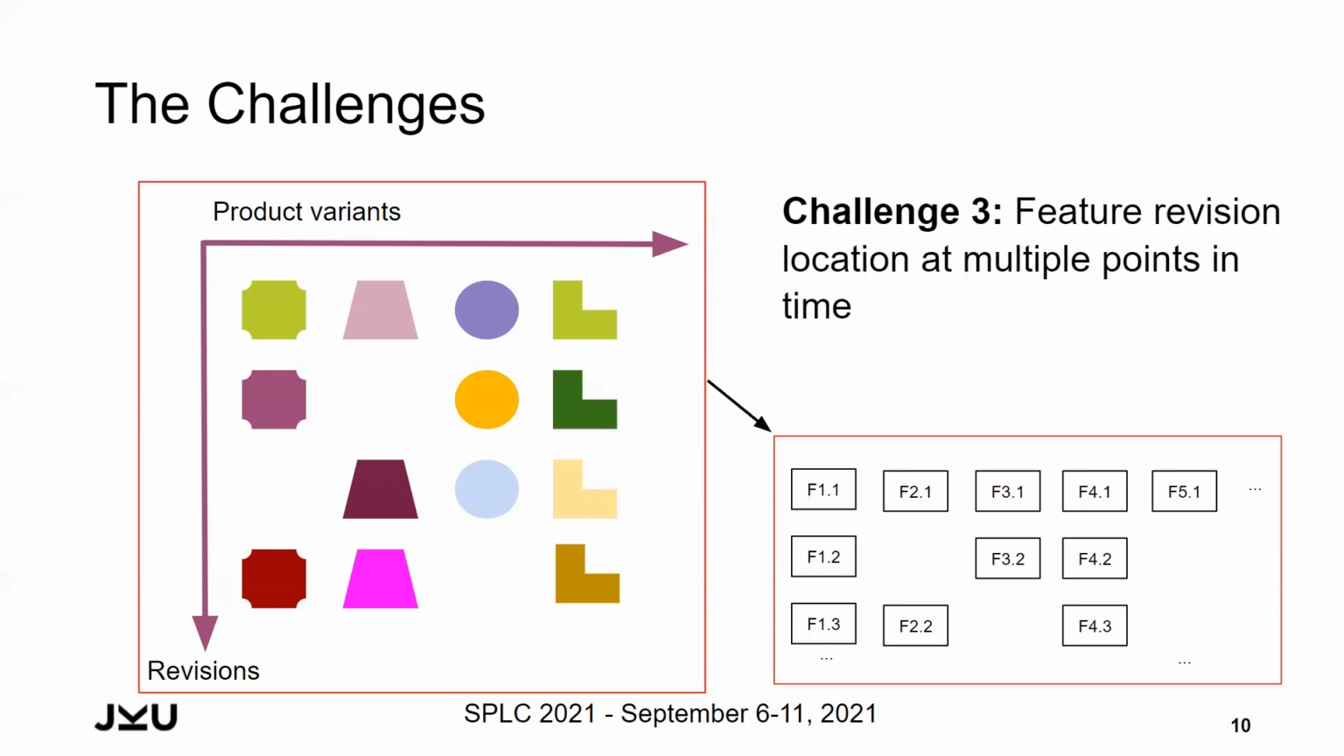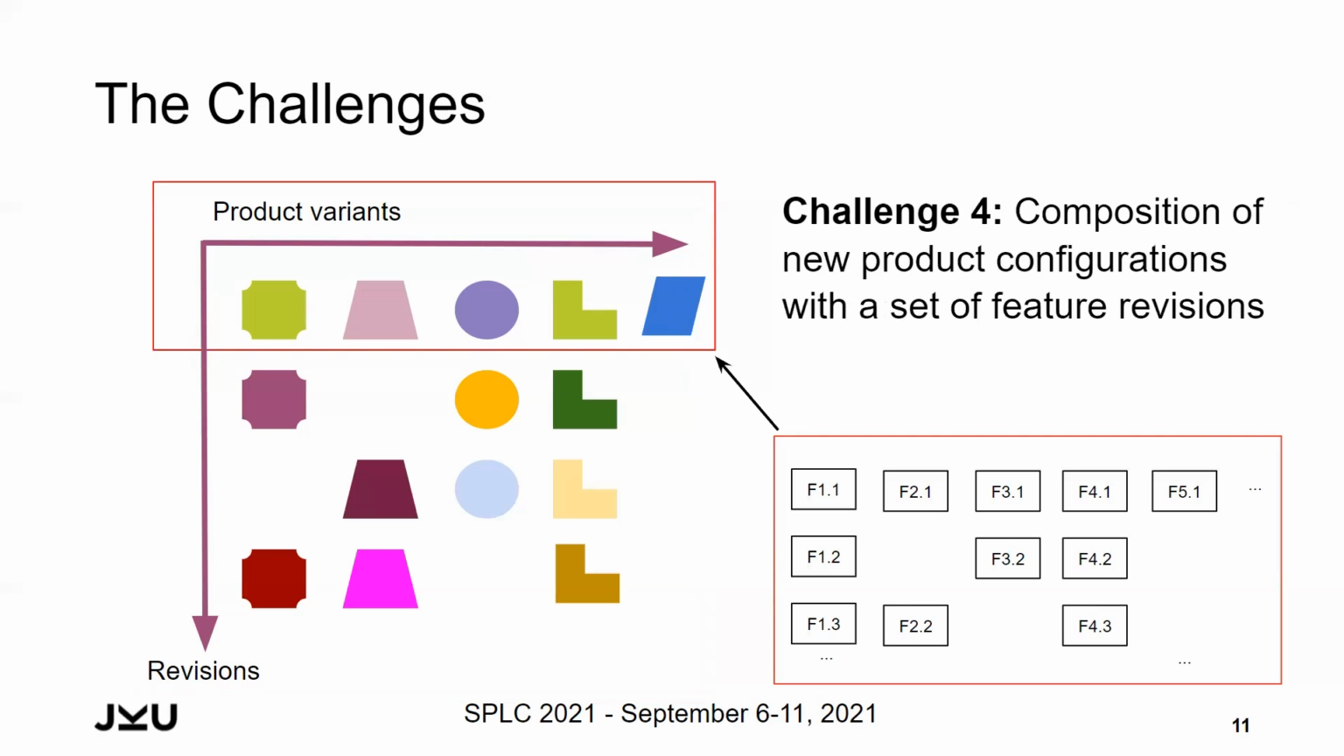We present the third challenge to motivate researchers and tool developers to improve our feature revision location technique or propose new ones overcoming current limitations. The third challenge is feature revision location at multiple points in time.